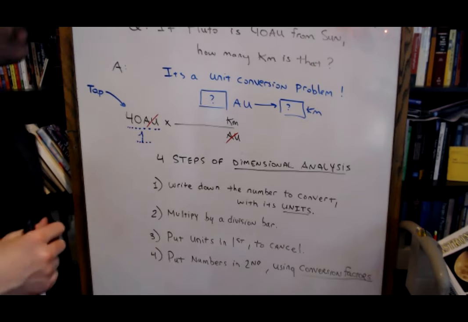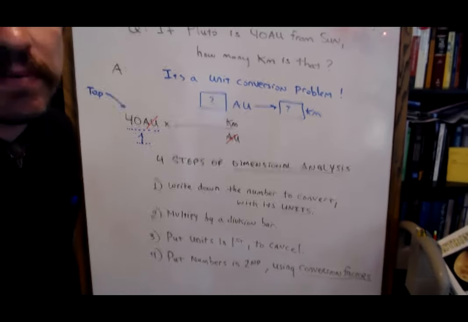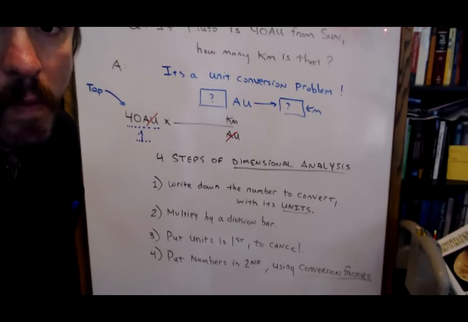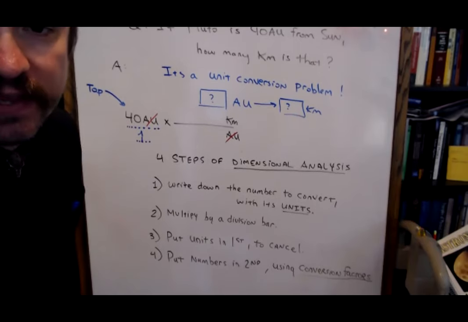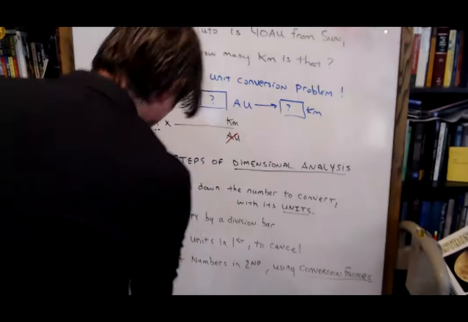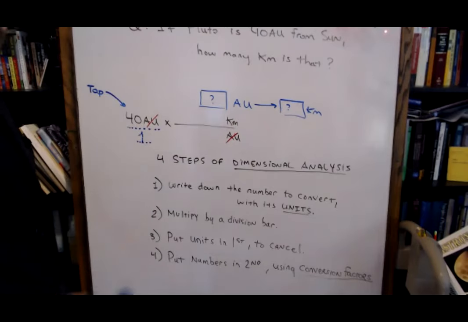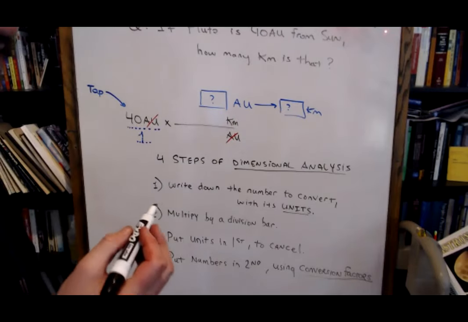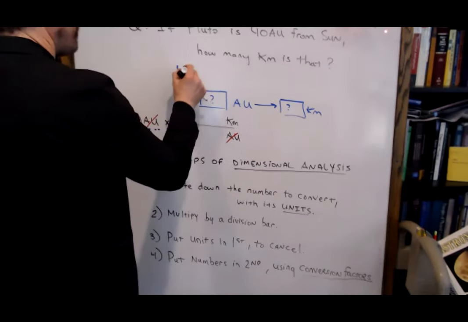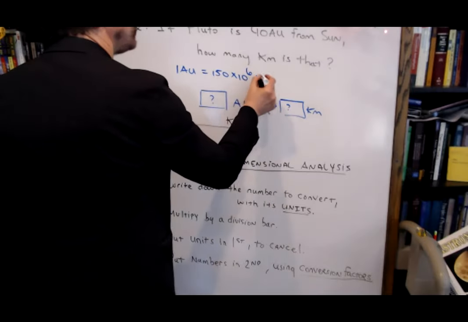Geez, guys, if only I had a conversion factor from kilometers to AUs, then I'd know how to solve this problem. I wonder where I could get such a thing. Where would I find something like that? In our notes. Okay, so why don't you tell me what the notes say then? One AU is 150 times 10 to the 6 kilometers. That's right. We're going to have that in our back pocket.